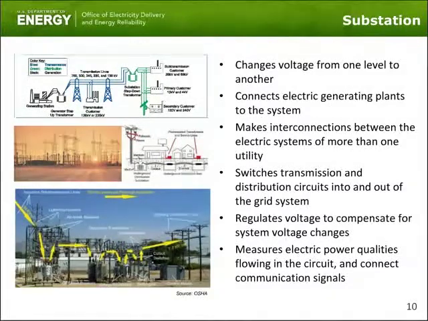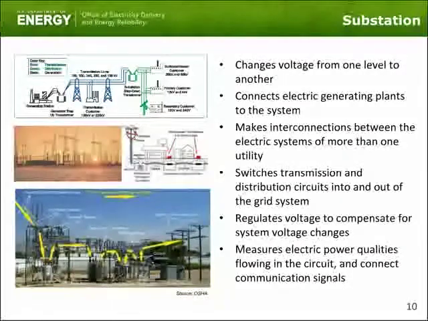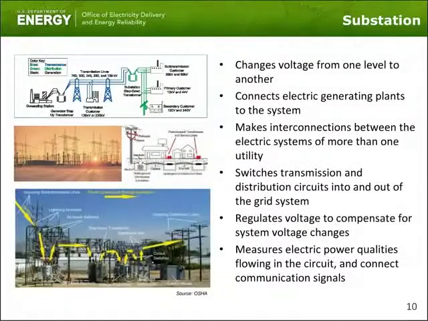The reason for this is to maximize efficiency. Losses are proportional to current, I squared R, and for a given level of power, voltage is inversely proportional to current. To keep losses low, current must be low, and thus electricity is transmitted at high voltages. Substations are important for connecting generating plants, making interconnections between electricity systems, switching transmission and distribution circuits into and out of the grid, and regulating voltages across the system. Slide 11, please.